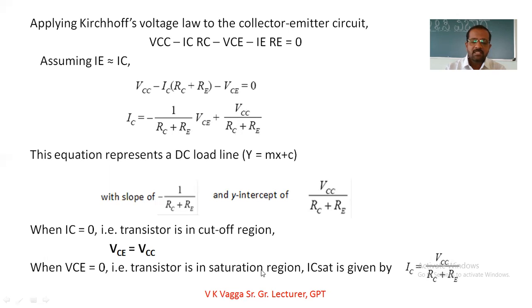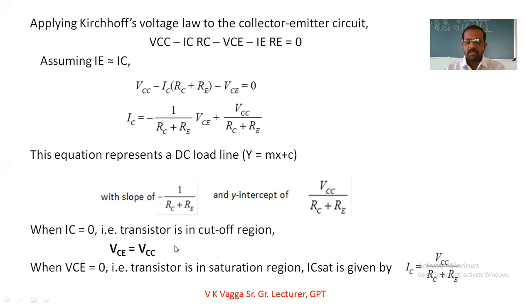So this is in the saturation region, which is indicated as IC sat. IC is the collector current, SAT is the saturation, and it is given by IC sat equal to VCC divided by RC plus RE. This is the point at which VCE is equal to 0 here.